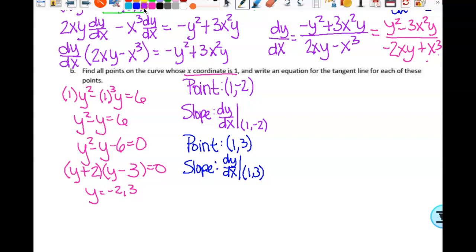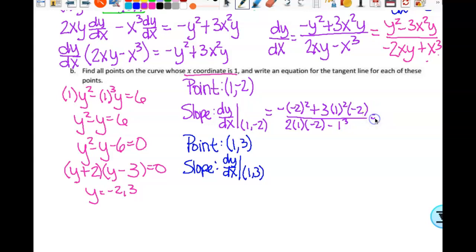All right, so I need to find this here, so this is going to be equal to negative y squared, negative 2 squared, plus 3 times 1 squared times negative 2, all over 2 times 1 times negative 2 minus 1 cubed. Right? Just substituted it in. That's all that was.